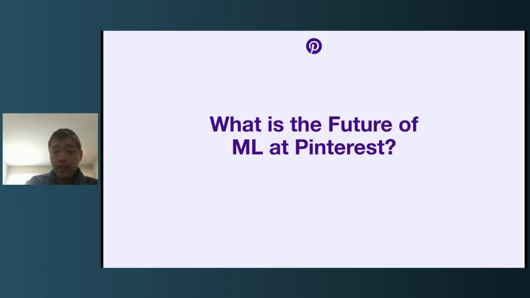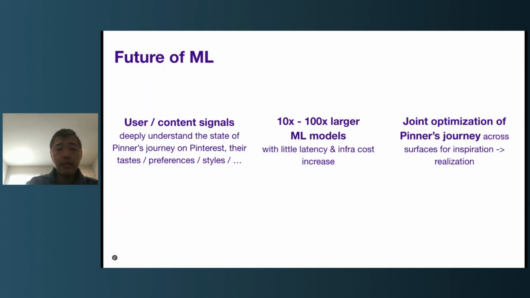Okay, with all this said, it is time to look at the future of machine learning at Pinterest. First of all, we will continue to invest in user and content signals to make sure they can represent the state of a user's journey, their taste, their preferences, their styles at the moment when visiting Pinterest. We would also like to grow our models even larger with little latency or infra cost increase.